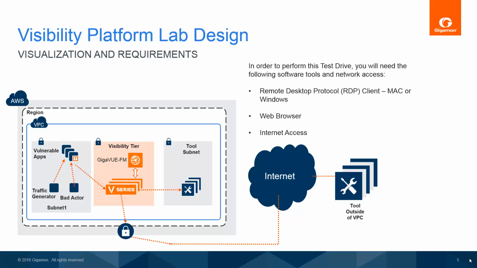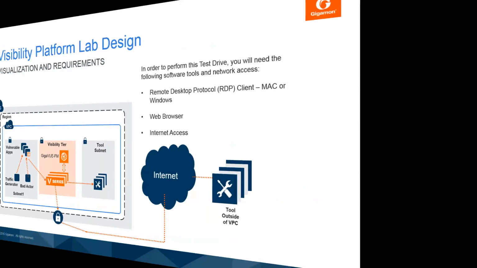The agents will then forward packets over to the vSeries node where, based on the flow maps that you create, it will send that traffic over to tools that exist inside the subnet or to tools that exist outside the subnet. In order to do these use cases, you will need to have a remote desktop protocol client on the Mac or on your Windows machine, a web browser, as well as internet access.